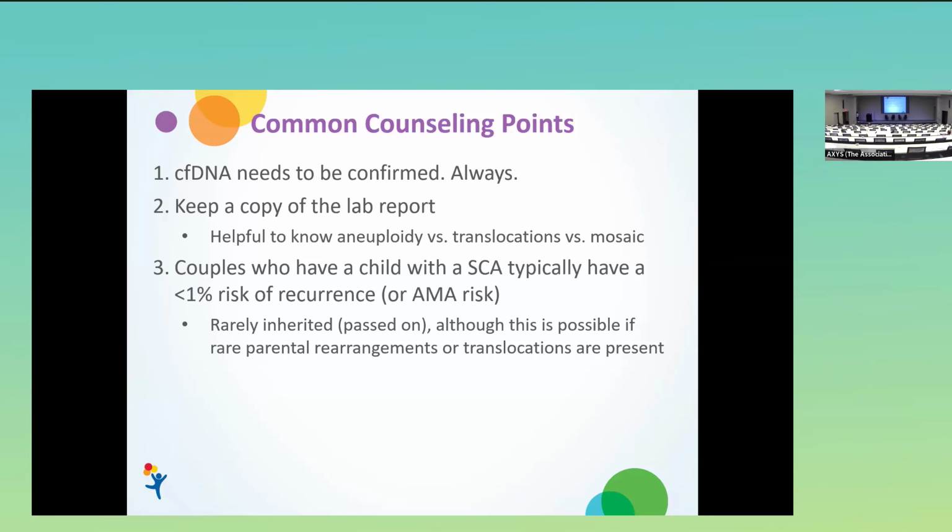Additionally, I just want to emphasize that couples who do have a child with an SCA typically have less than a 1% chance of recurrence. These conditions are very rarely inherited or passed on, but with rare parental chromosomal conditions, we know that it can happen. And so it's always important to talk to a genetic counselor to better understand what future risk might look like, even though these are rarely inherited or passed on. Okay, so I'll pass it back to Susan now.